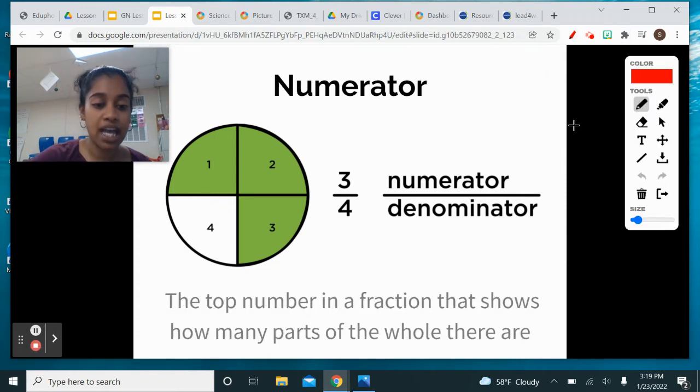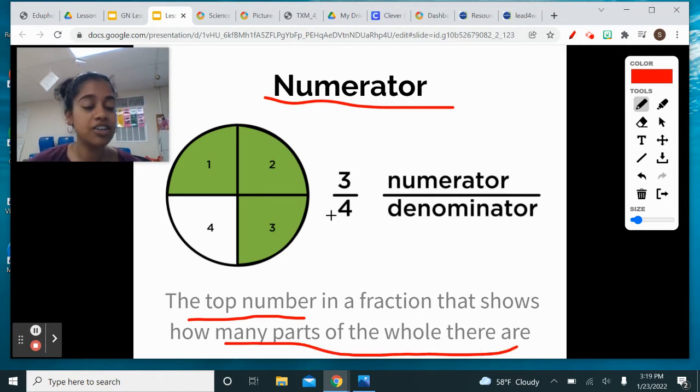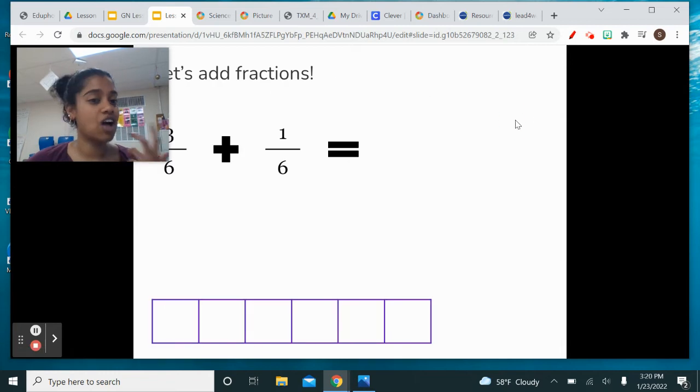Numerator. A numerator is the number on top of a fraction that shows how many parts of the whole there are. Our denominator is telling us how many pieces our whole is cut into, but our numerator is telling us how many parts of the whole there are, how many we're taking. In this case, we have our shaded number right here. That's going to represent how many we're taking. If this was a pizza and I cut it into 4 equal parts, I'm going to go ahead and eat 3 of them. That's what our numerator is telling us, that we took 3 of those 4 pieces. All right, great. I think that's all of our vocabulary for this lesson.